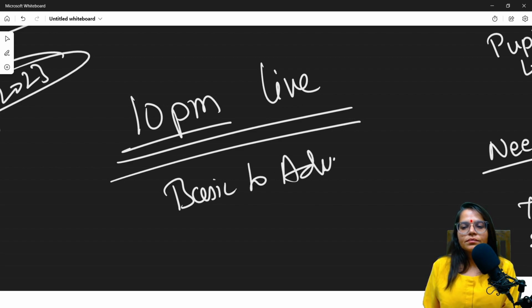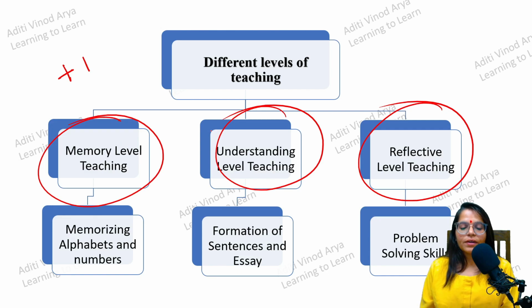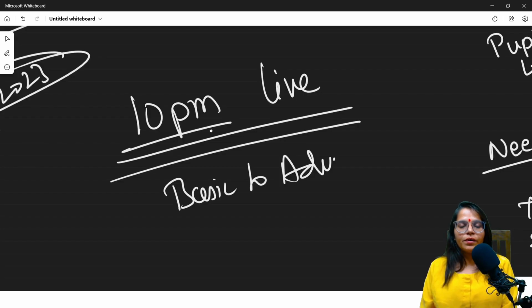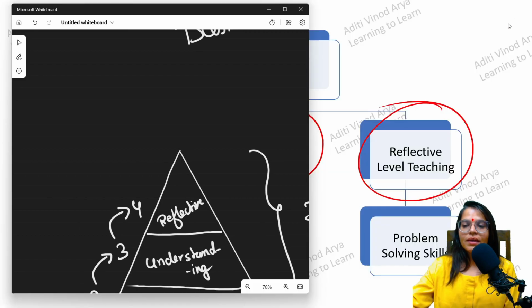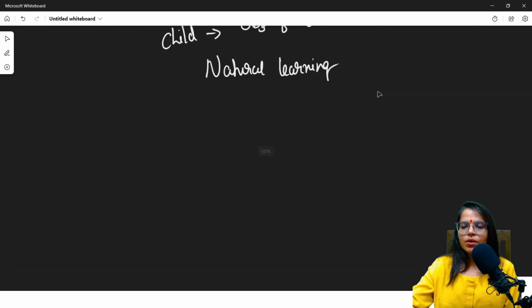Okay. Now, let's go back to our topic. Our topic was different levels of teaching. So the first level is the autonomous level, which we have discussed so far. Now we have 3 different levels of teaching: memory, understanding and reflective. To make this easy to understand, give me 1 second, I will explain this.